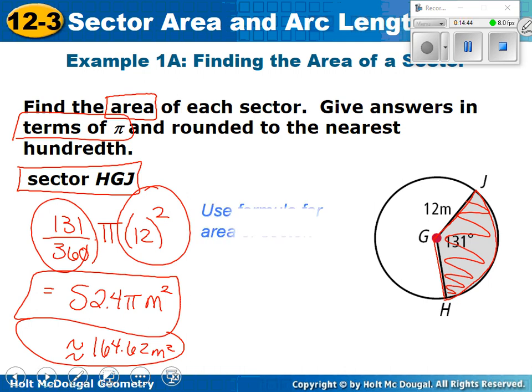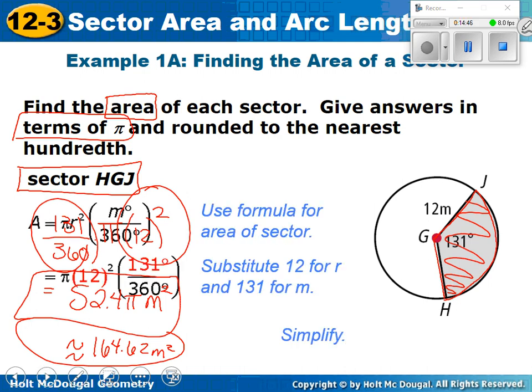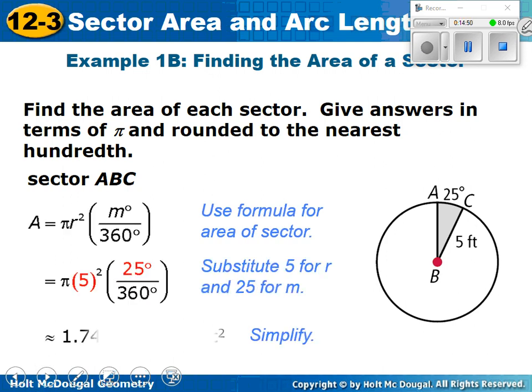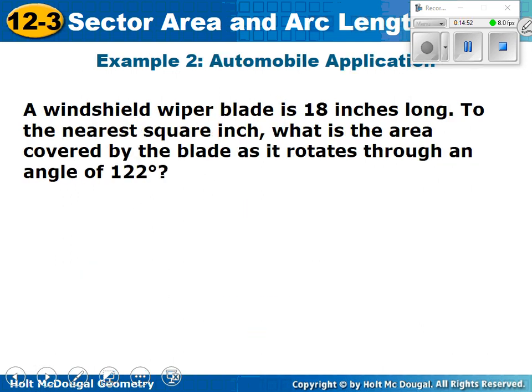We're going to jump to, I'm going to skip this example. It's the same exact thing. Let's look at this next one. You and your partner go ahead and answer example 2.